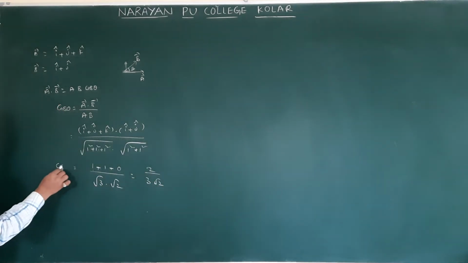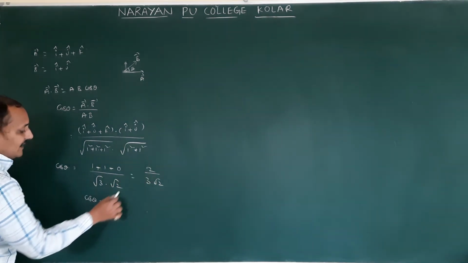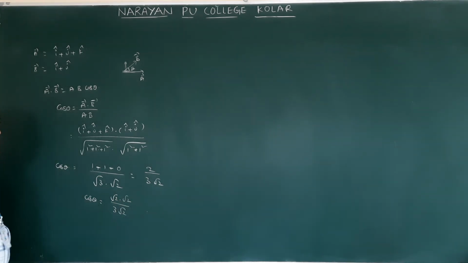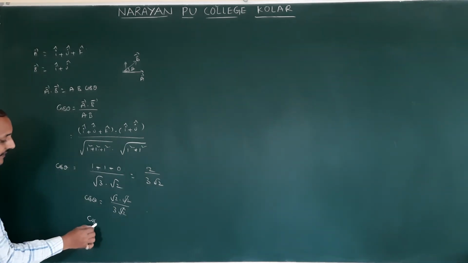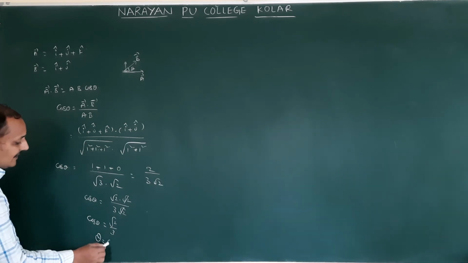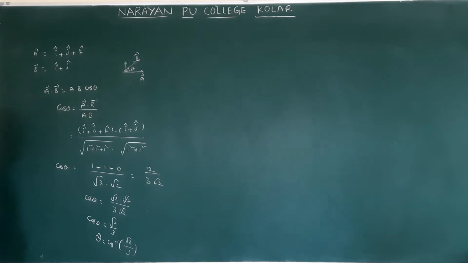This is nothing but cos theta. Then cos theta is equal to, this can be written as root 2 into root 2 by root 3 into root 2. Why? Because 2 can be written as root 2 into root 2. Then cos theta is equal to root 2 by root 3, and theta is equal to cos inverse root 2 by root 3. So cos inverse root 2 by root 3, they give in options.